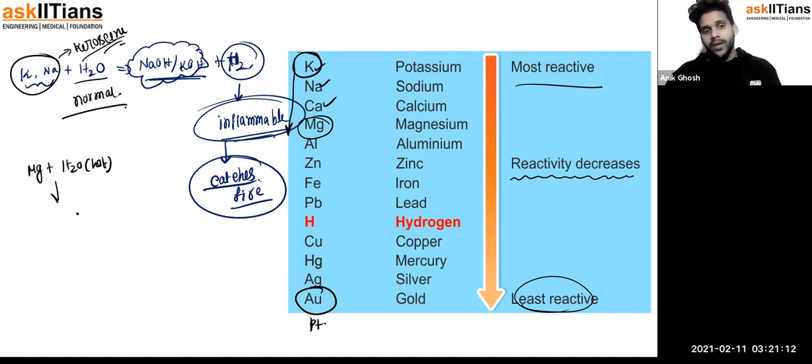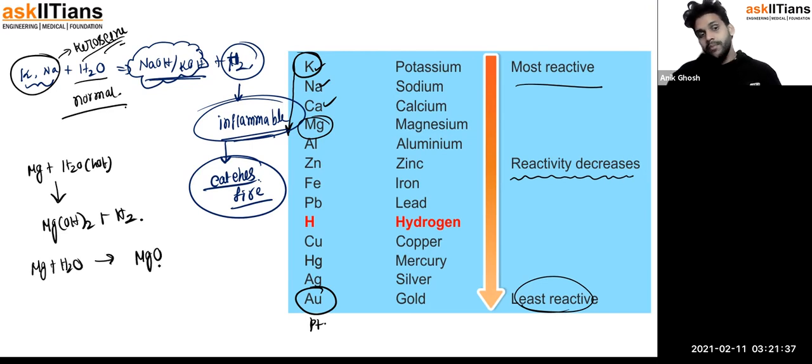When they react with hot water, it gives you this one. Okay, when magnesium reacts with hot water, it gives you magnesium hydroxide and hydrogen gas. But why not with normal water? Why is magnesium not reacting? Because when magnesium is treated with normal water, we used to get magnesium oxide as a product, with hydrogen.